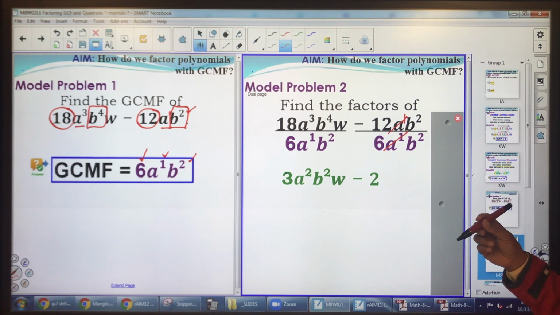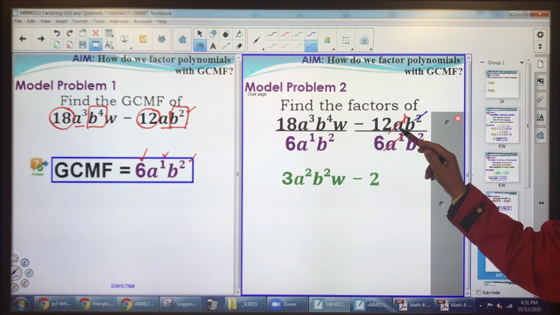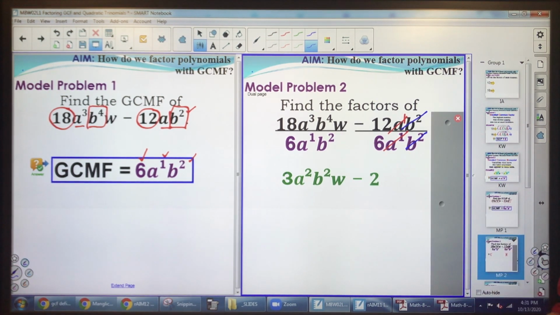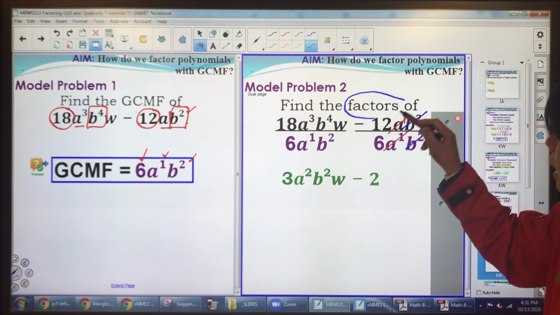And how about B to the second divided by B to the second? Again, they divide out, which is 1. Same thing, just keep the 2 there. Got it? Now, are we finished? No, not yet. It says factor.